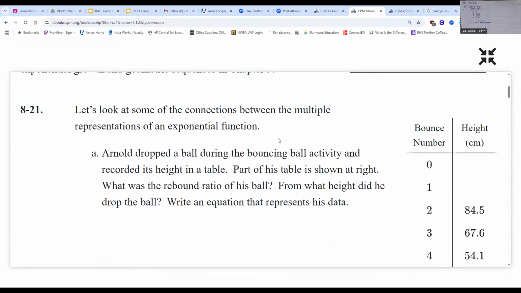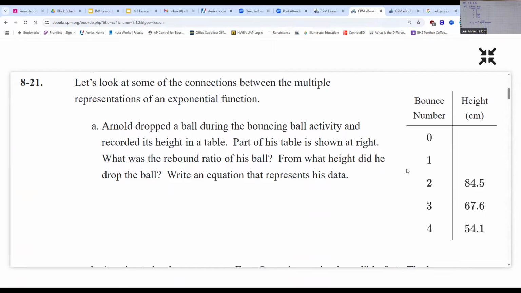Okay, let's look at some of the connections between the multiple representations of an exponential function. Arnold dropped the ball during a bouncing ball activity and recorded its height in a table. Part of his table is shown at right. What was the rebound ratio of his ball? From which height did he drop the ball? Write an equation to represent his data.